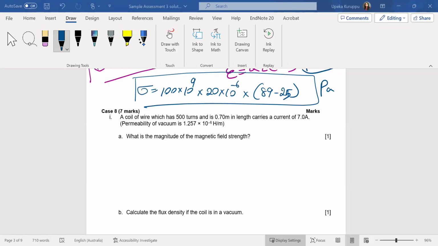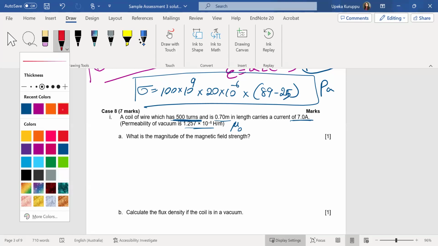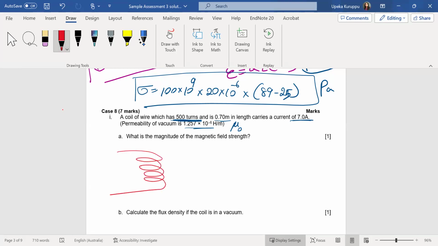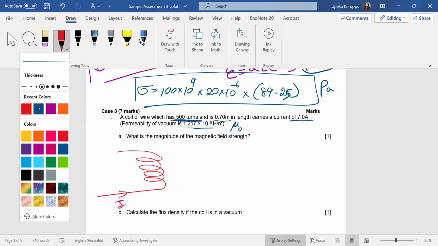So what they say, a coil of wire which has 500 turns and 0.2 meters in length carries a current of 7 amps, and the permeability of vacuum is given to you. So the permeability of the vacuum, mu naught, is given to you. Okay, so what is happening here? So when you have a current carrying coil, what will happen? When you have a current carrying coil, that will induce a magnetic field. So that has a magnetic field.